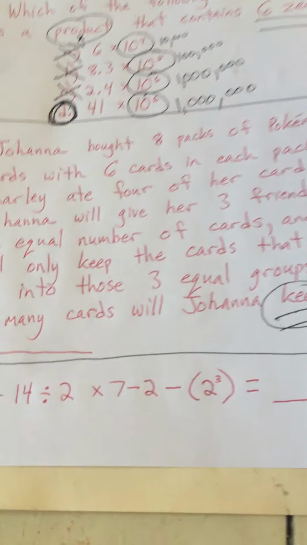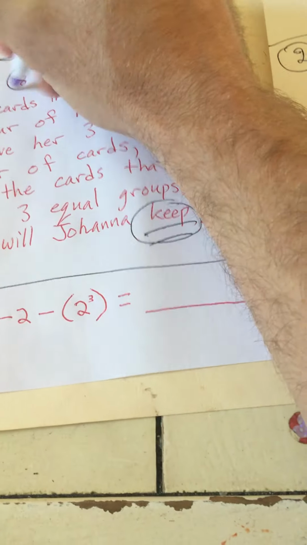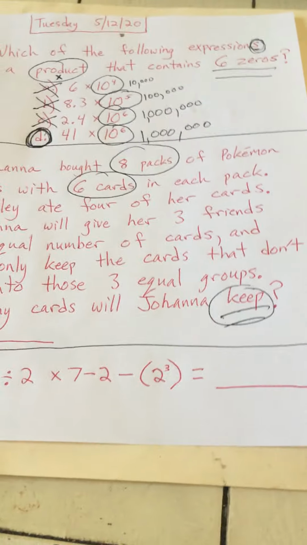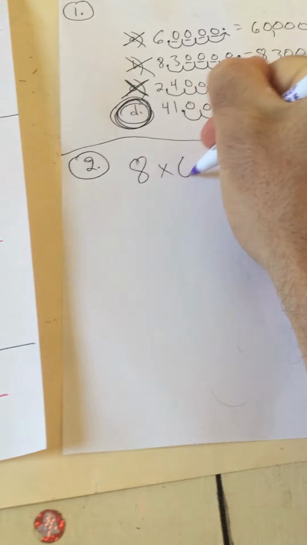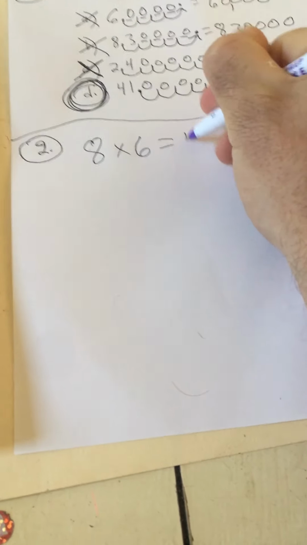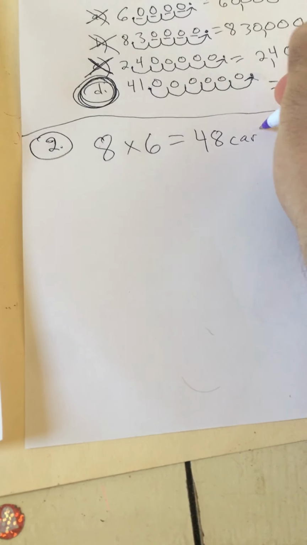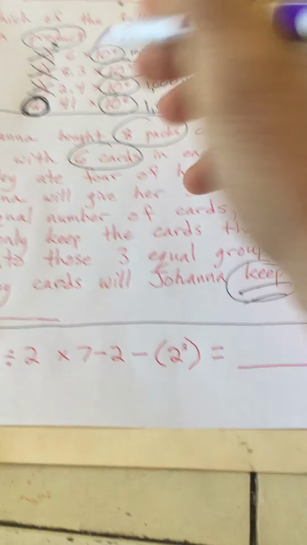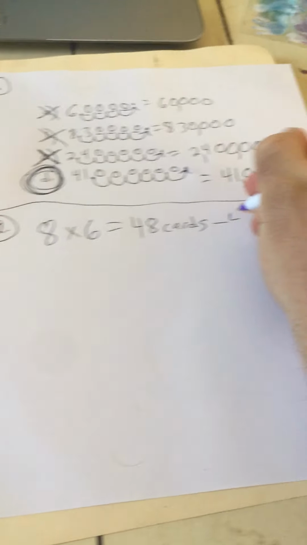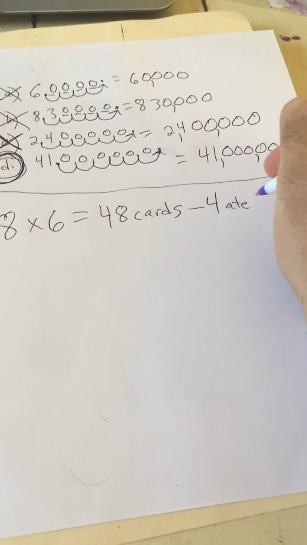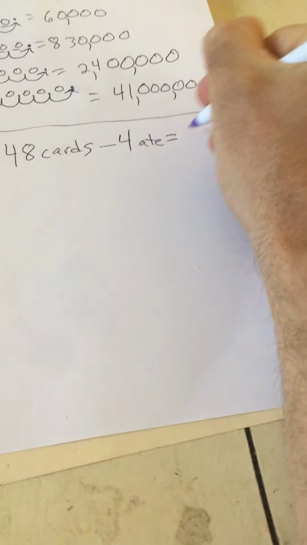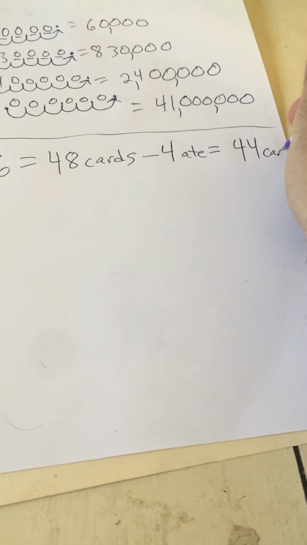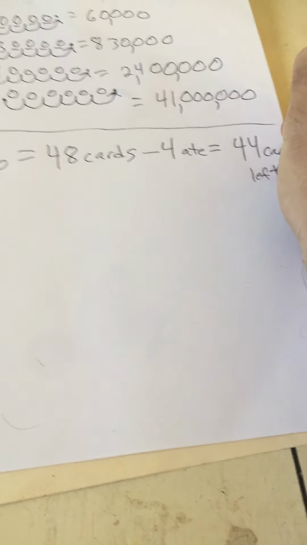Okay, so let's start again and annotate. She bought 8 packs with 6 cards in each pack. So 8 packs times 6 cards in each pack, that's 48 cards. Charlie ate 4 of her cards. So minus 4 that got eaten. Now she has 44 cards left.